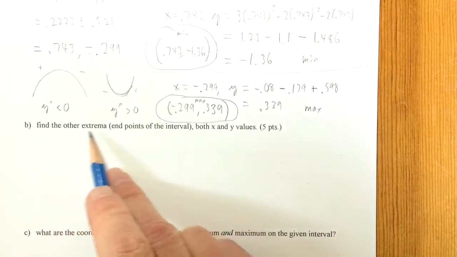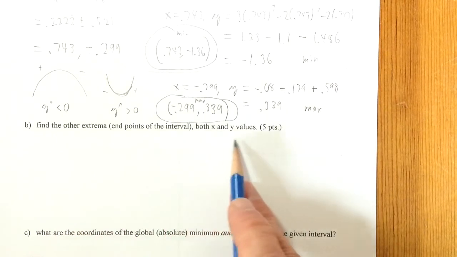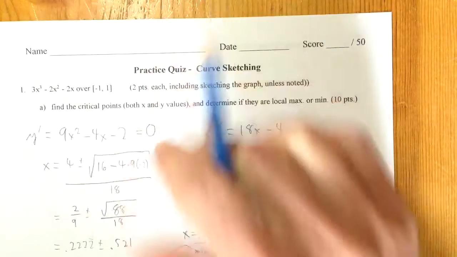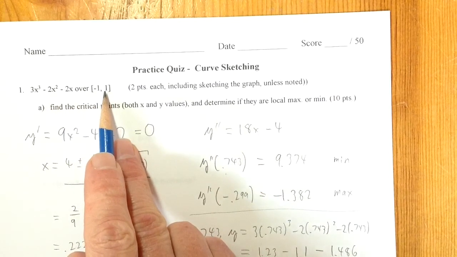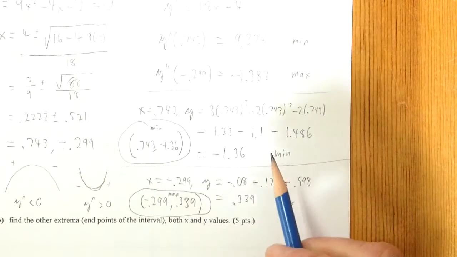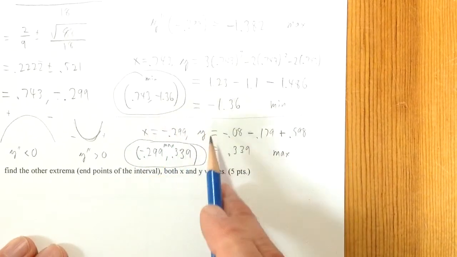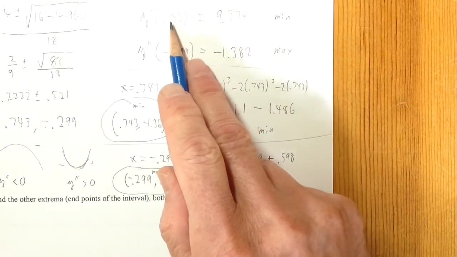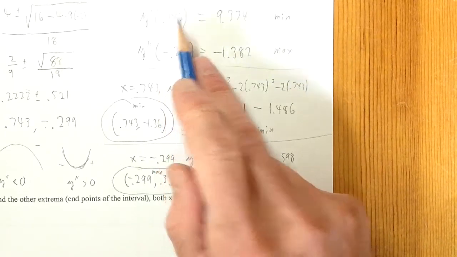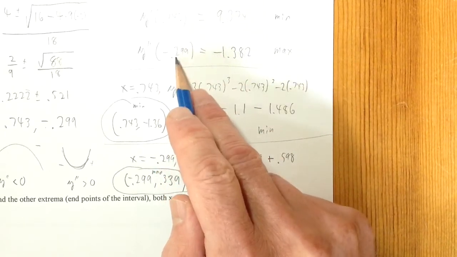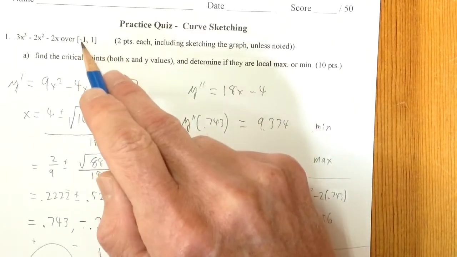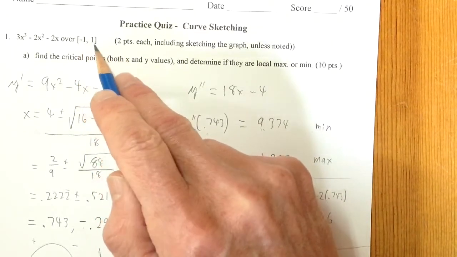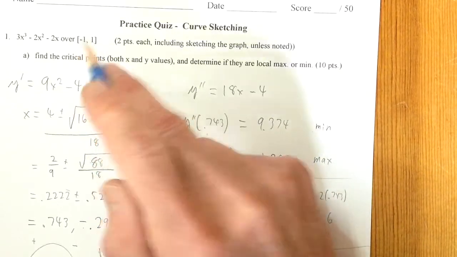Now find the other extrema, which means the endpoints of the interval, both the x and y values. We said we only care about this function between negative 1 and 1. 0.743 is smaller than 1, and negative 0.299 is greater than negative 1. So both these points are within our interval. But what about the interval endpoints themselves? What's happening there? Those are the x values.